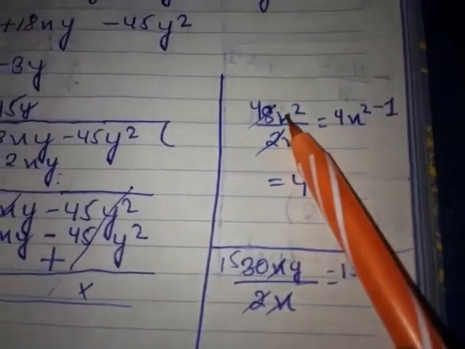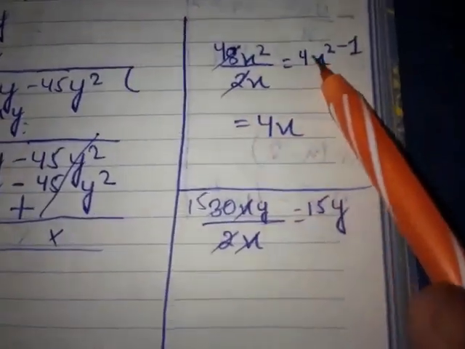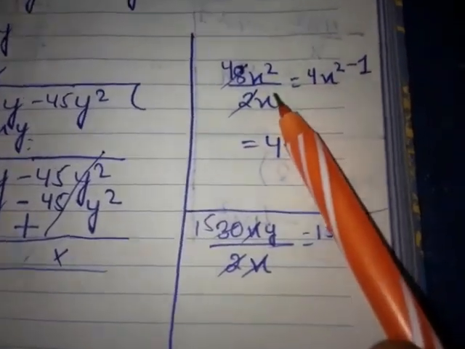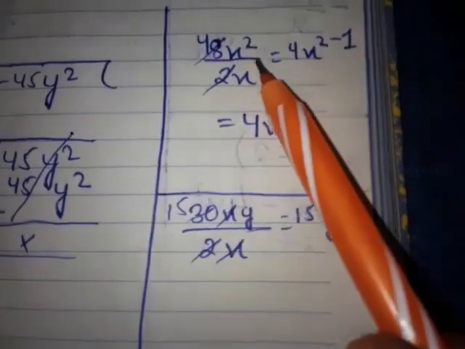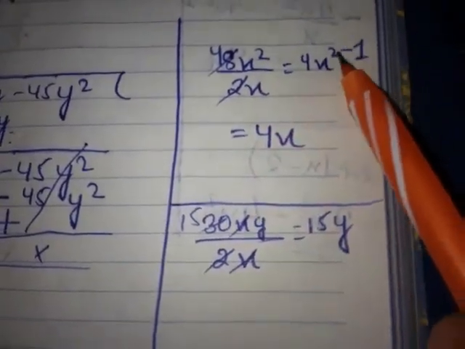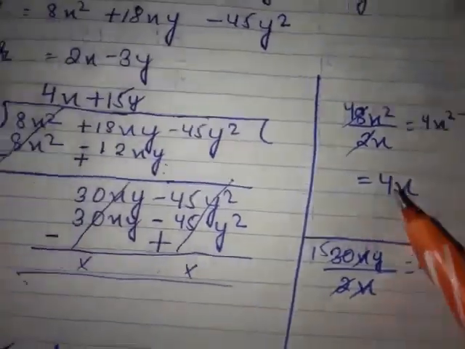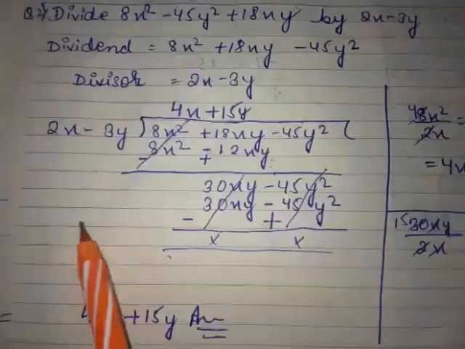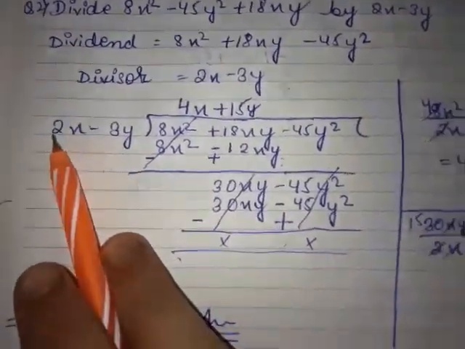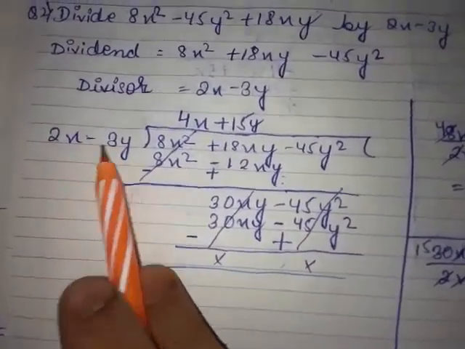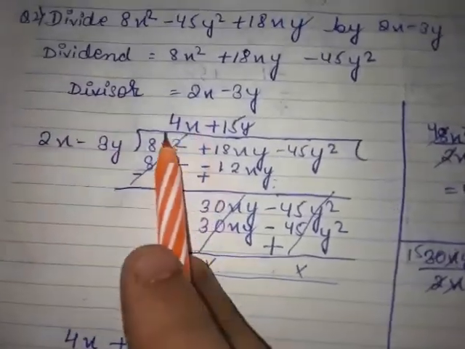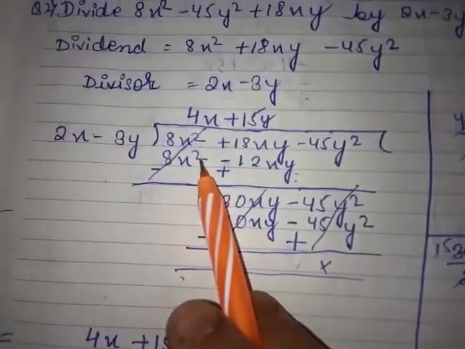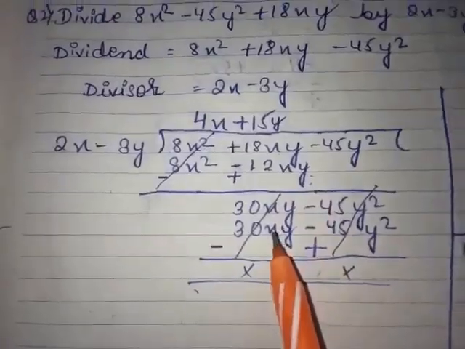As I told you, both the bases are same. You can see, write it once, and upper 1 power minus down 1 power. Upper 1 is 2 minus down 1, that is 1. 2 minus 1 is equal to 4x. So we have written 4x. Now we have to multiply the whole 2x minus 3y by 4x. On multiplying we get 8x square minus 12xy.